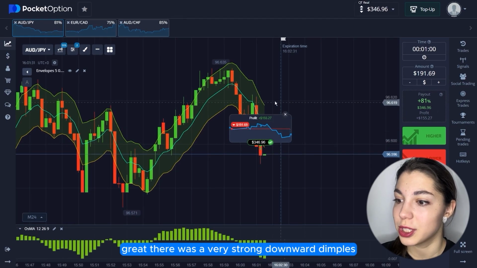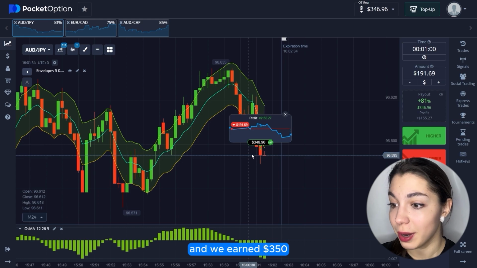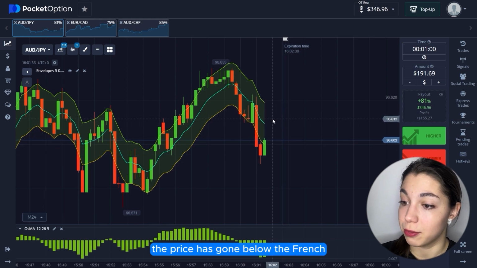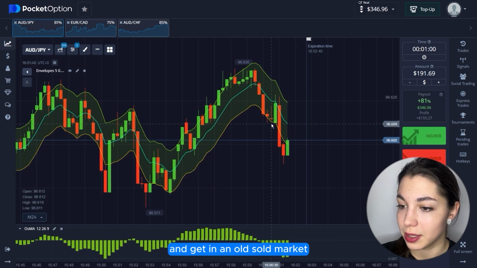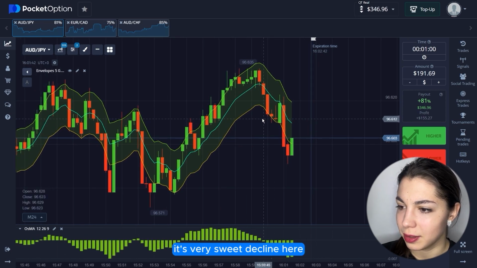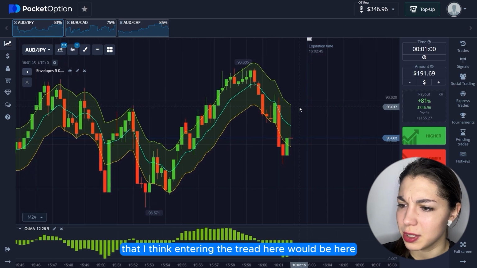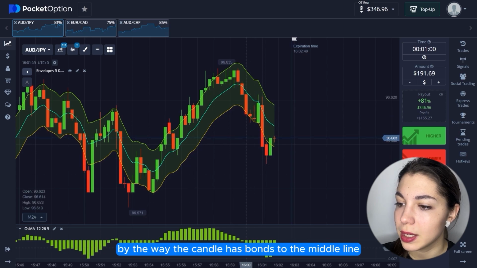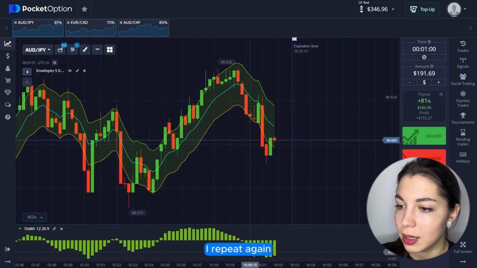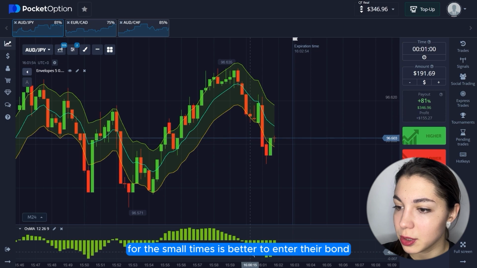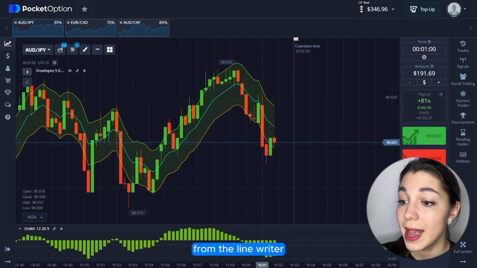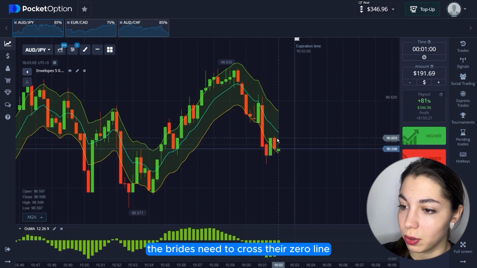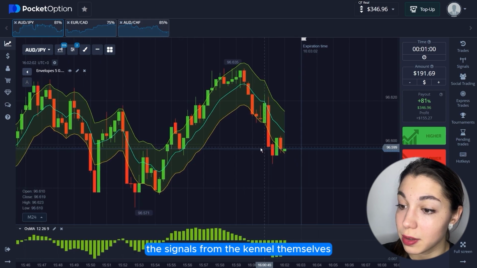Great! There was a very strong downward impulse and we earned $350. The price has gone below the range, indicating an oversold market. It's a very swift decline here. The candle is so big that entering the trend here would be risky. Here, by the way, the candle has bounced off the midline of the envelope again. I repeat again that on small timeframes it's better to enter on the rebound from the line. Additionally, look at the oscillator indicator. The price needs to cross the zero line. And don't forget about the signals from the candles themselves.